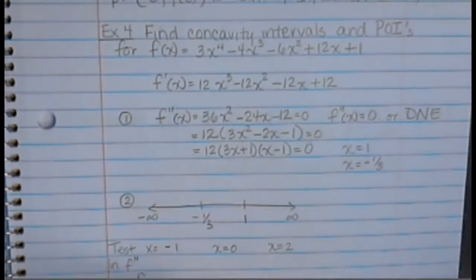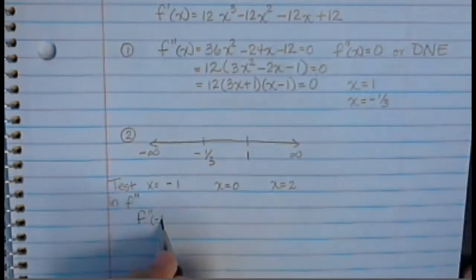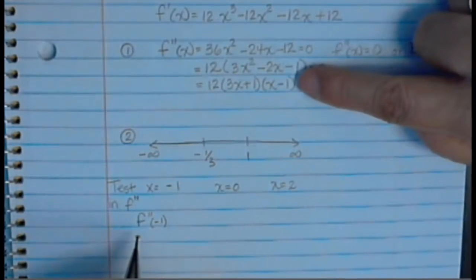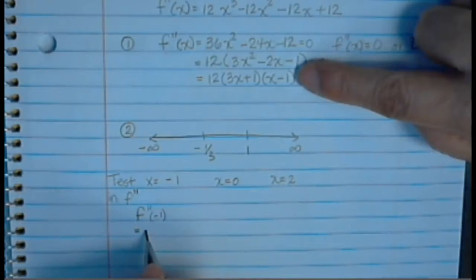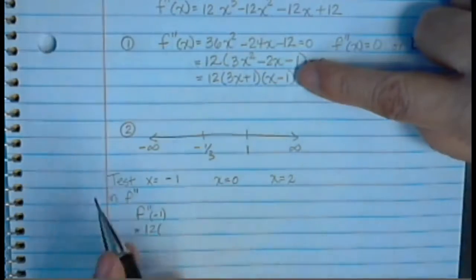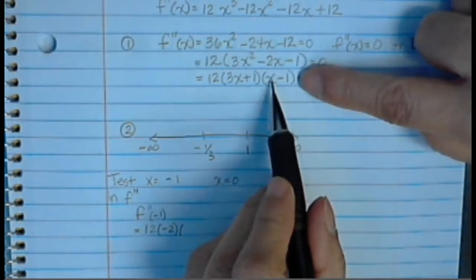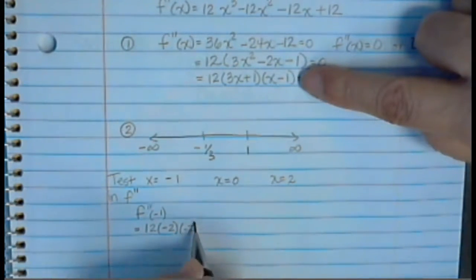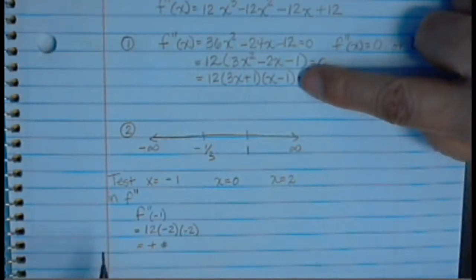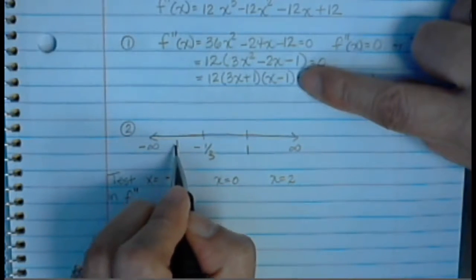So f double prime of x where x is equal to negative 1. We're just going to stick it in again. We're going to use the factored form. So I would get 12. Plug in negative 1, I get negative 3 plus 1, which is negative 2. And for this last one, I plug in negative 1 minus 1, which is negative 2. So when I multiply this, I'm going to get a positive number. We can multiply it out and it equals positive 48, but all we really care about is that this is positive.